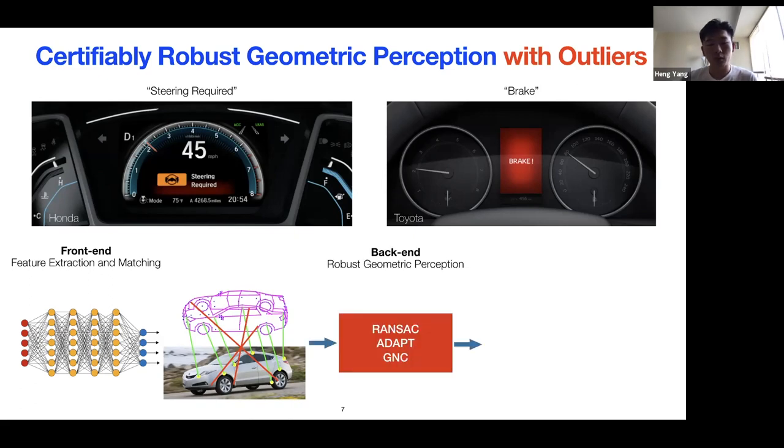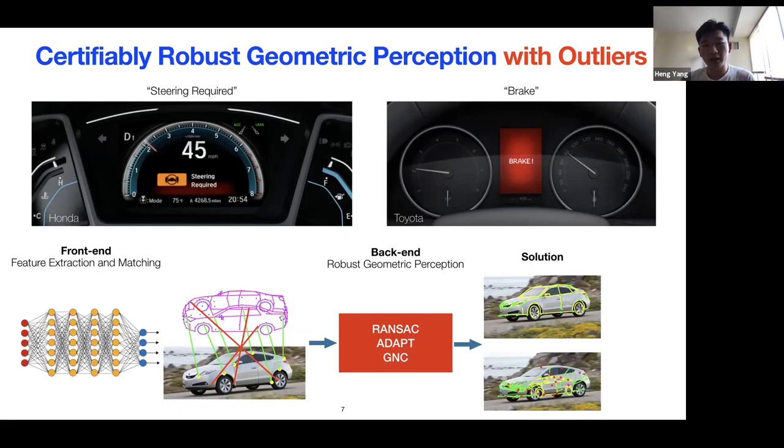So what we do these days in our perception pipelines is have a robust back end that performs geometric perception. For example, we use RANSAC, ADAPT, or GNC to estimate the 3D model from these correspondences that are corrupted with some level of outliers. This robust back end will give us a solution, a pose of the camera or a pose graph of the mobile platform. But as I said in the plot of the failure rate, these solutions are usually correct, but in rare cases it does fail.